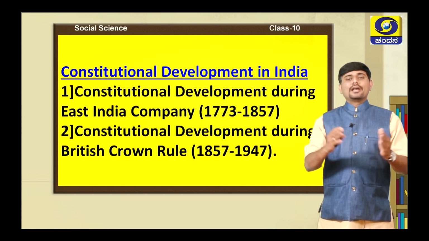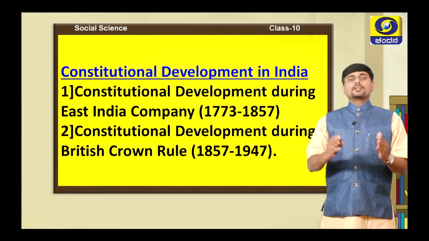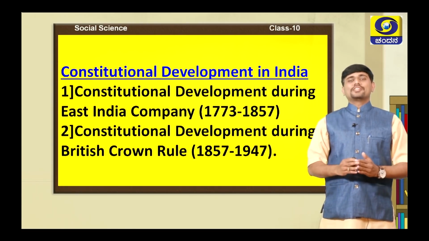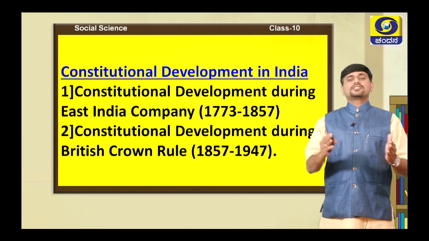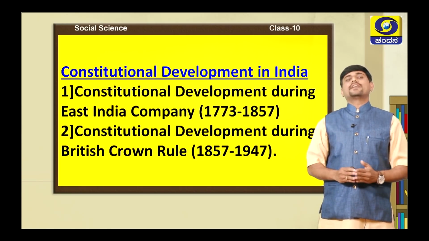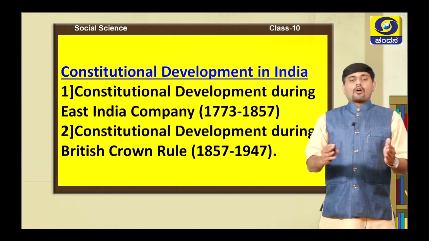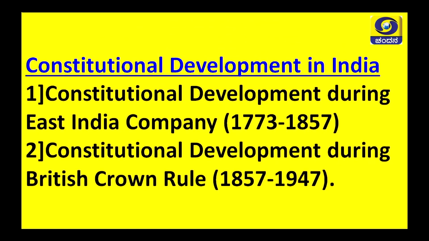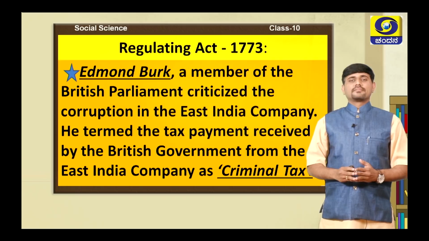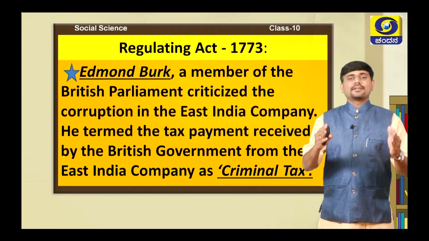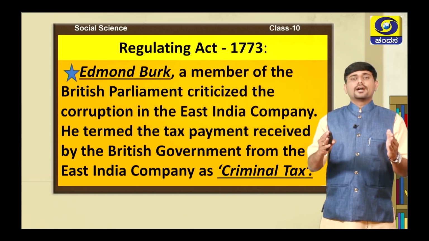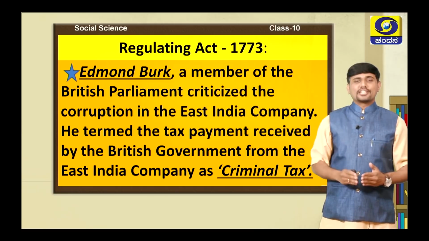The constitutional developments in India, there are two parts of the constitutional development. The constitutional development during the British East India Company, it means from 1773 to 1857, and the constitutional development during the British Crown rule, that was from 1857 to 1947. My dear students, as I discussed in the previous class, Regulating Act 1773 is one of the milestones in the formation of the Indian Constitution, children.